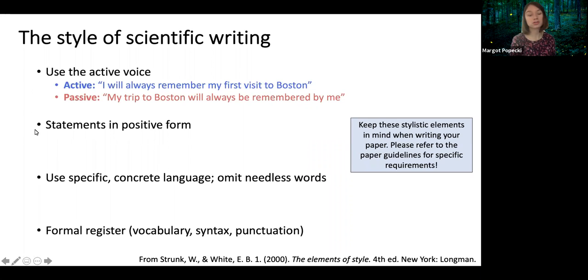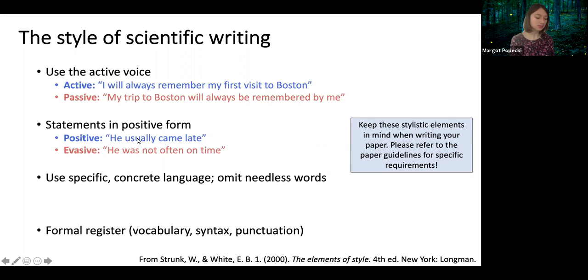So for statements in positive form, what I mean by that is to use words that actually describe the subject or action rather than explaining what it is not. So here, in the positive form, he usually came late, short and succinct. The evasive form has this extra word, not, and it's essentially explaining what is not happening. He was not often on time. And again, this makes that sentence wordy, long. You really have to think about what it means. That's not communicating information effectively.